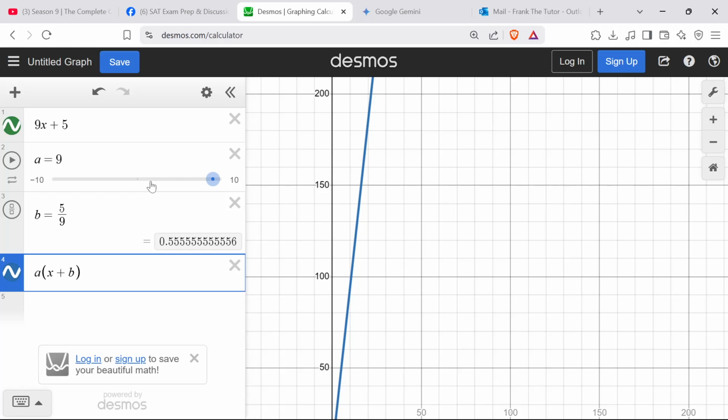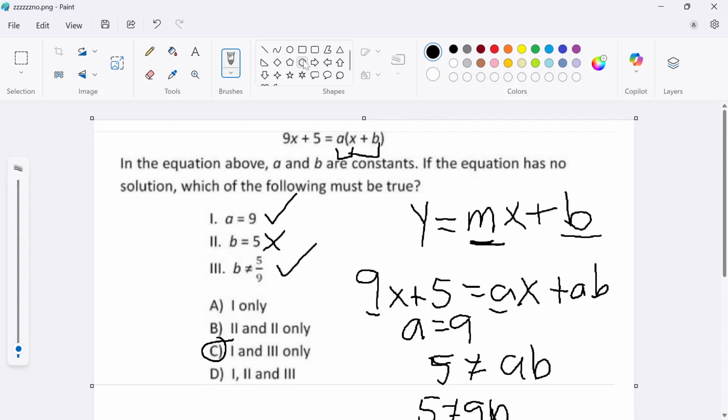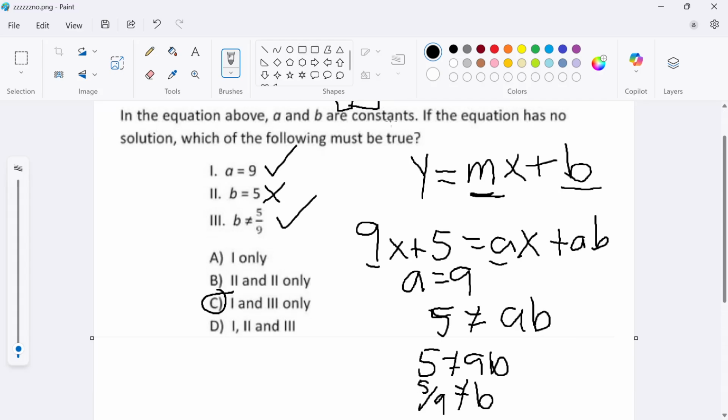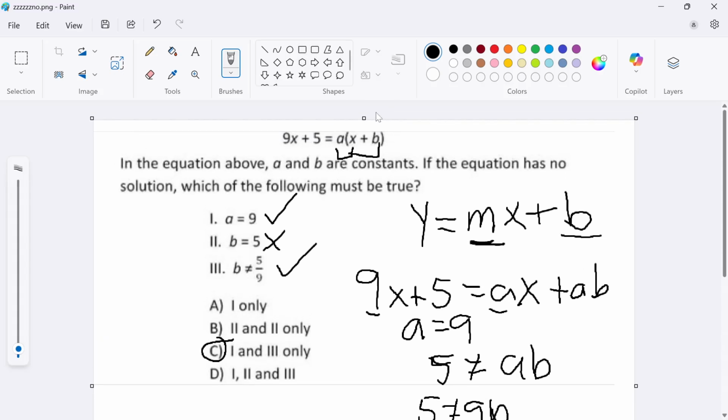If you make only one equation, it'll show you when there's one solution. It'll show you when there's no solutions, but not when there's infinite solutions, and that's a problem. So the answer for this one is C, 1 and 3 only. You always have to check the answer choices to make sure you pick the right one.